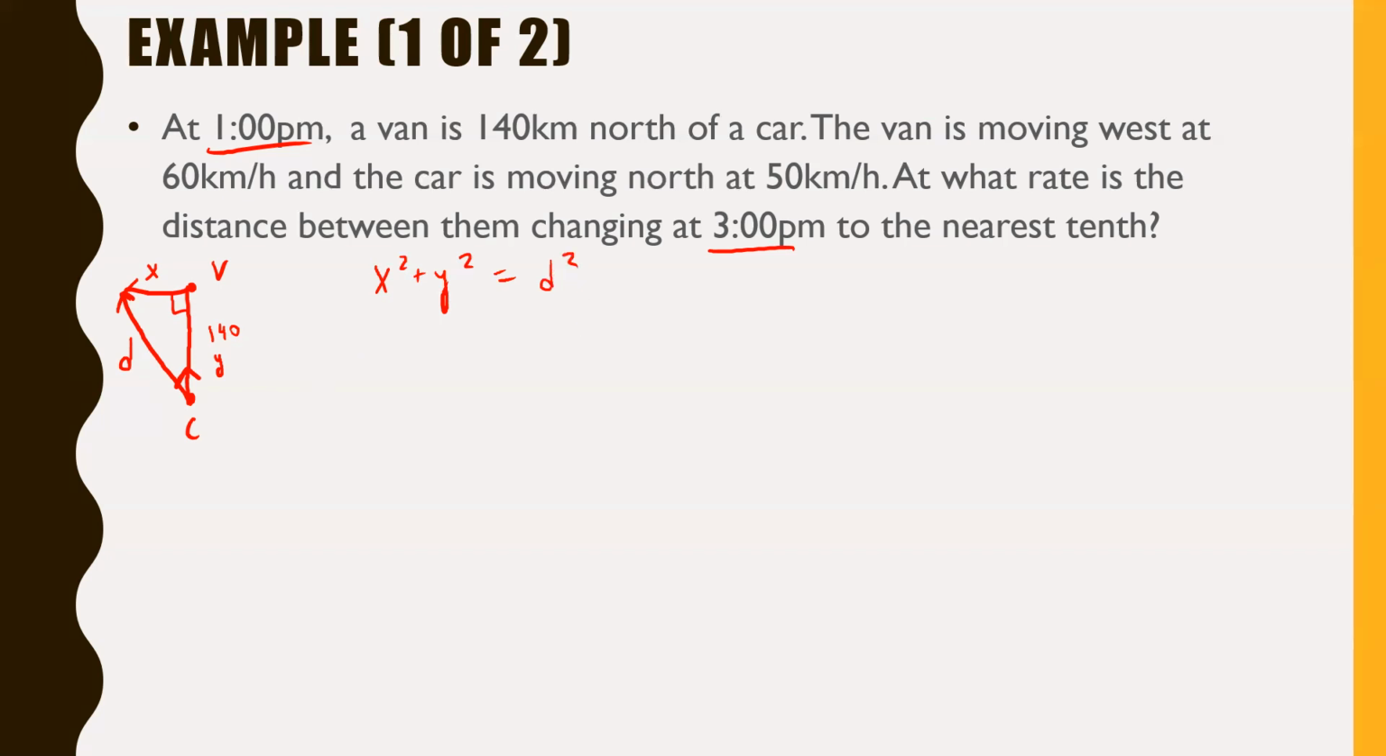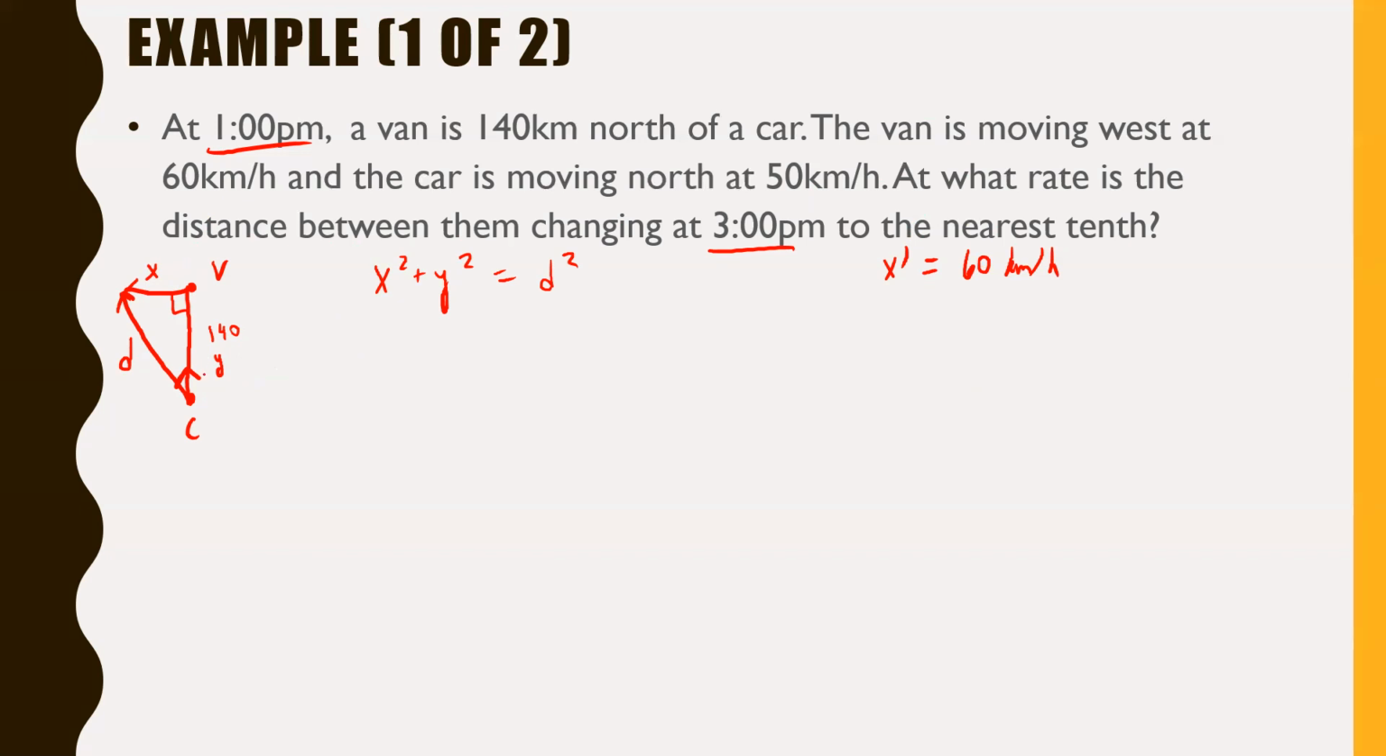The other thing we can say here is we can take an inventory of the stuff we've got. We know the van is moving west at 60 kilometers an hour. In other words, this x component of our right triangle is going to be increasing at a rate of 60 kilometers per hour. So let's say x prime, the rate at which x is increasing, is 60 kilometers per hour. This 50 kilometers an hour is the rate that our y is changing.